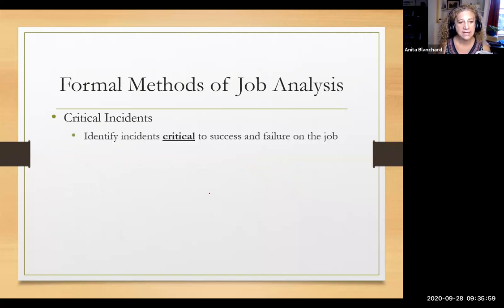So for critical incidents, you identify dozens, hundreds of the most important incidents that are critical to the success and failure of a job. For instance, I have two examples. We're going to talk about nurses because in my undergrad class, we spent a lot of time applying all this to nurses. We're going to use grad students for you guys. I think that's more interesting. But you can think of critical incidents as far as professors go.